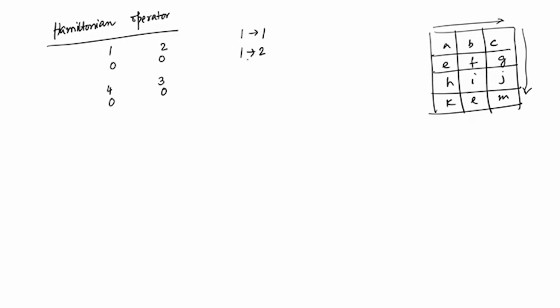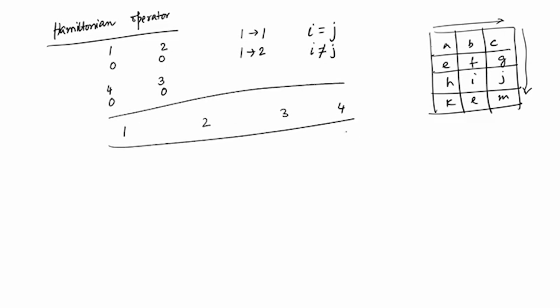So, one can have terms where i is equal to j in the Hamiltonian matrix, and one can also have terms where i is not equal to j. Okay. And it is very easy to see that I can write this down as |1>, |2>, |3>, |4>. This will form my basis, which are nothing but the positions in real space in this particular case, say for example.